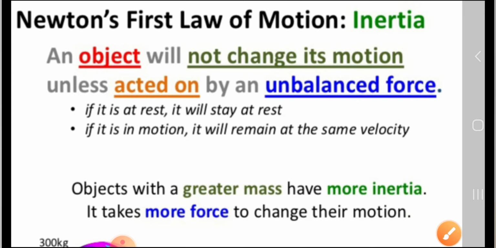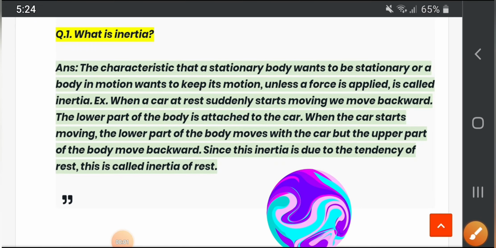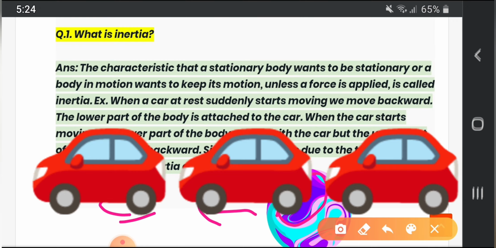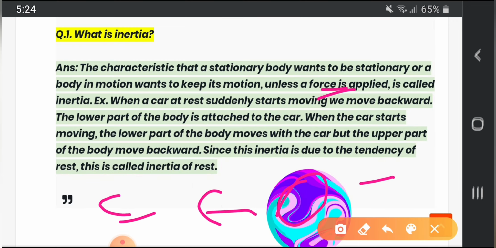All right. What is inertia? It is the characteristic that a stationary body wants to stay stationary, or a body that is moving keeps moving unless a force is applied. If there is no force, it will keep moving, or a stationary body wants to stay stationary. So this is called inertia.